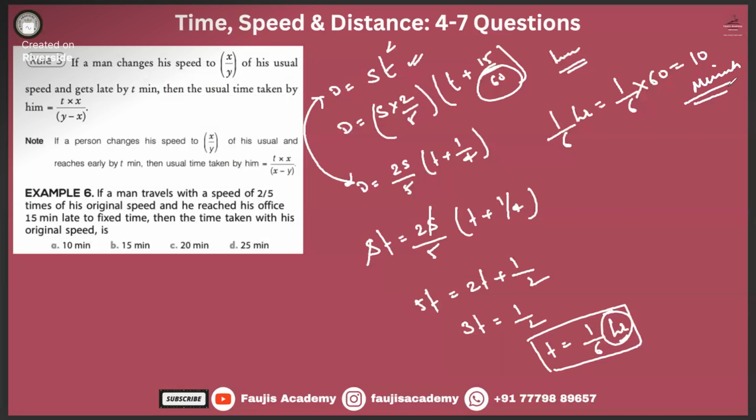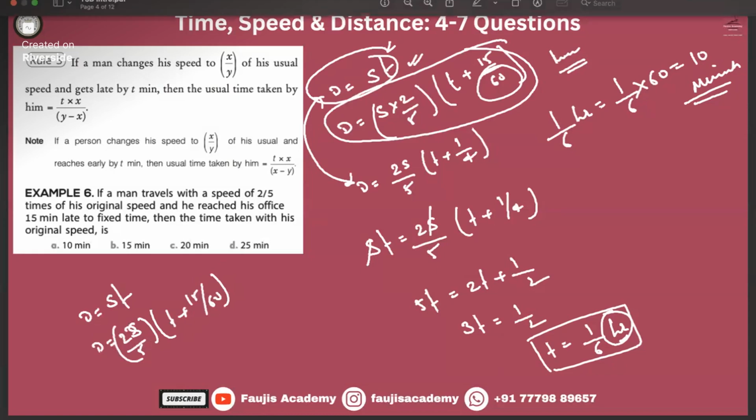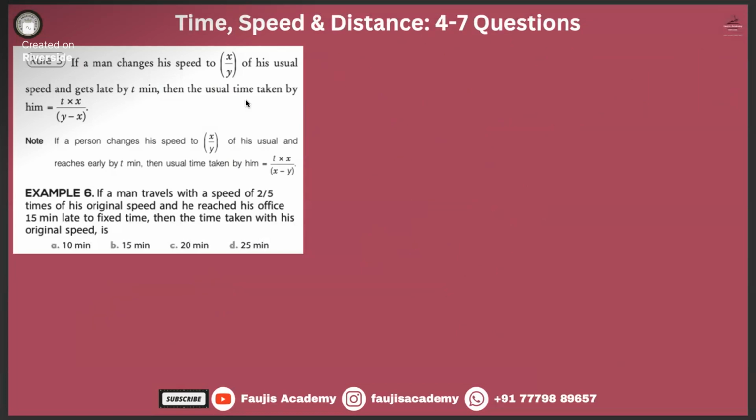So if you do not know the formula, you must be able to think in these terms. First, distance is equal to speed into time, and then your speed became 2S by 5 times, and then T plus 15 by 60. Right, guys? Is it clear to all of you? Yes or no? Yes, sir. Cool.